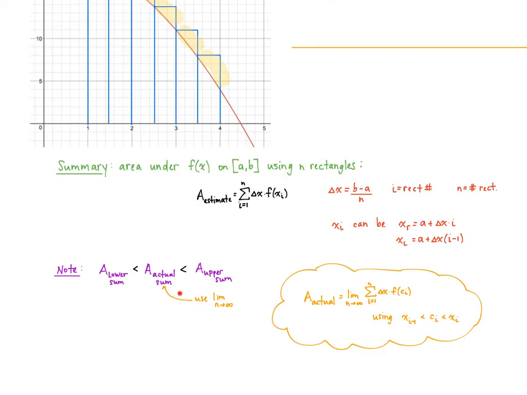Okay, to find the actual area, we would use the limit. So the limit as n, the number of rectangles, goes to infinity. Meaning we want the delta x to be super small, and we would just take the limit of this summation.